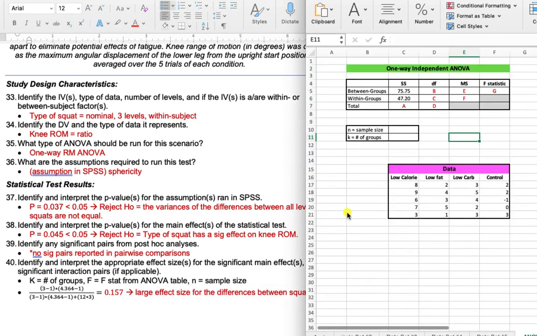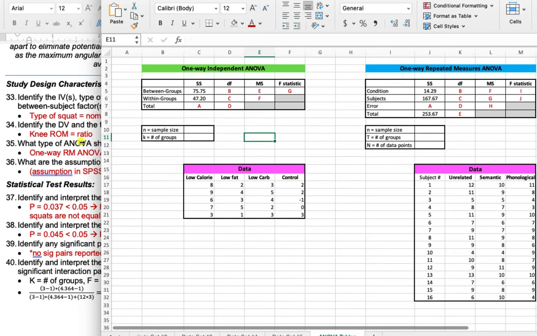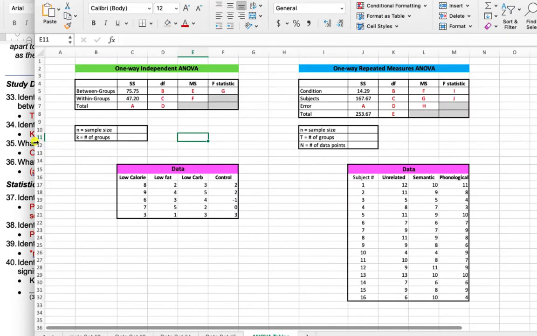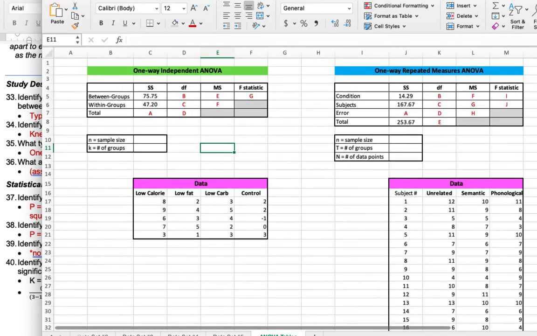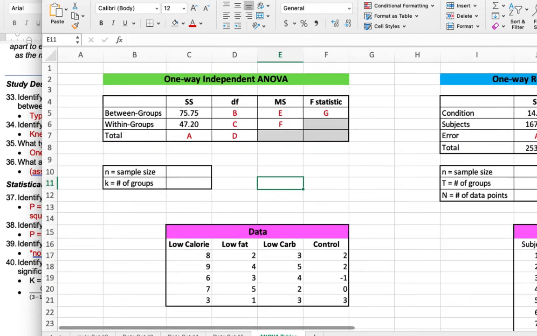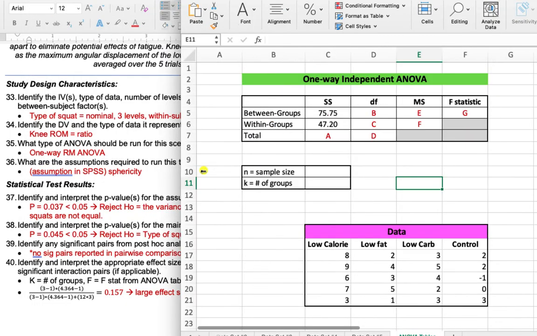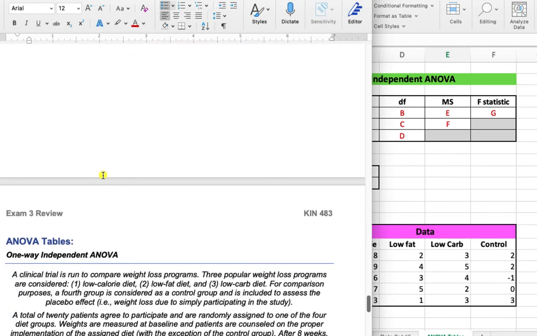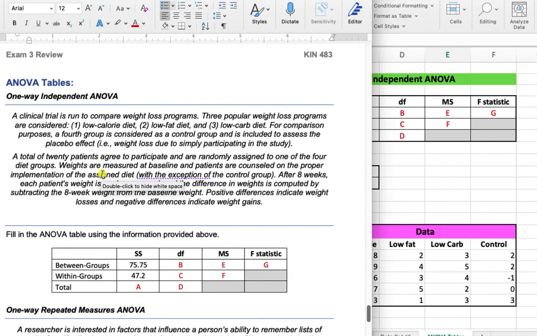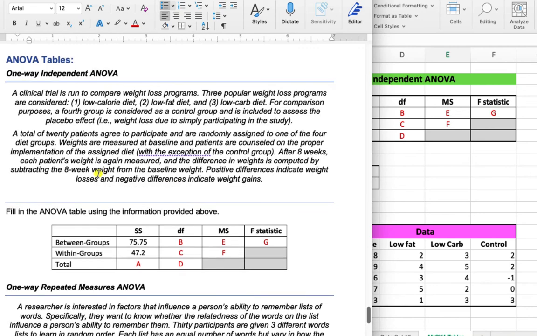The last set of questions I have given to you guys are for the ANOVA tables. Again, we only will do these calculations for one-way ANOVAs, so I'll give you, well, here, let's do this. I'm going to make this smaller, and we'll go through the scenario.